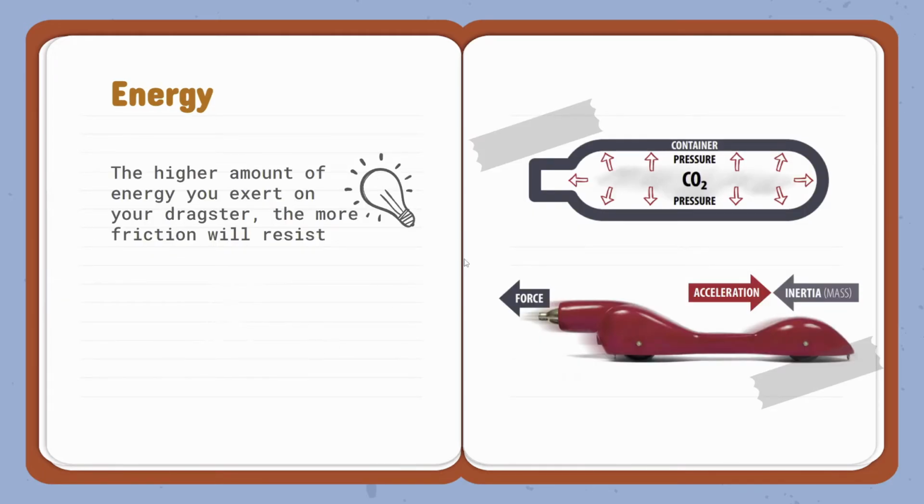So energy. As you can see here, there is pressurized CO2 inside of our CO2 canister, which when the cap is released here, the force will be exerted, which will push the car forward. And the car's mass, which is inertia, will try to stop that movement, which is why we want to have the least mass as possible. And as I'm sure you can tell by now, there is a relation between force and between friction and energy. So the more energy that you apply on an object, the more friction will try to resist.